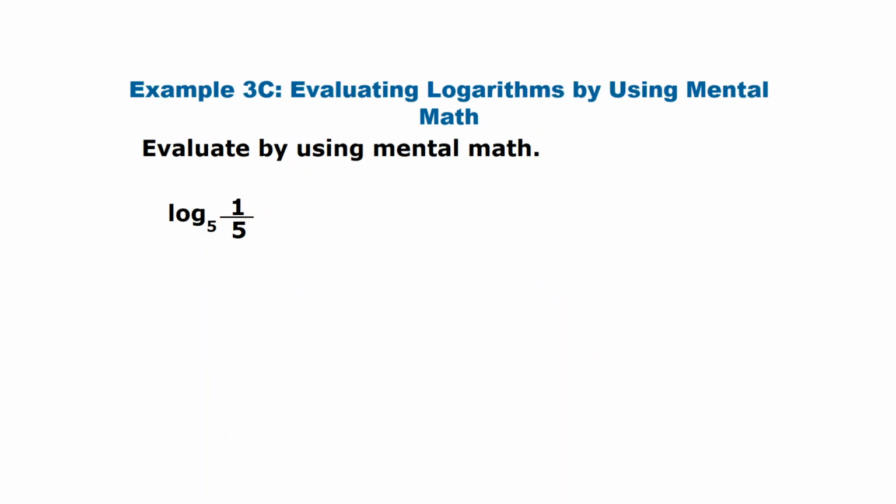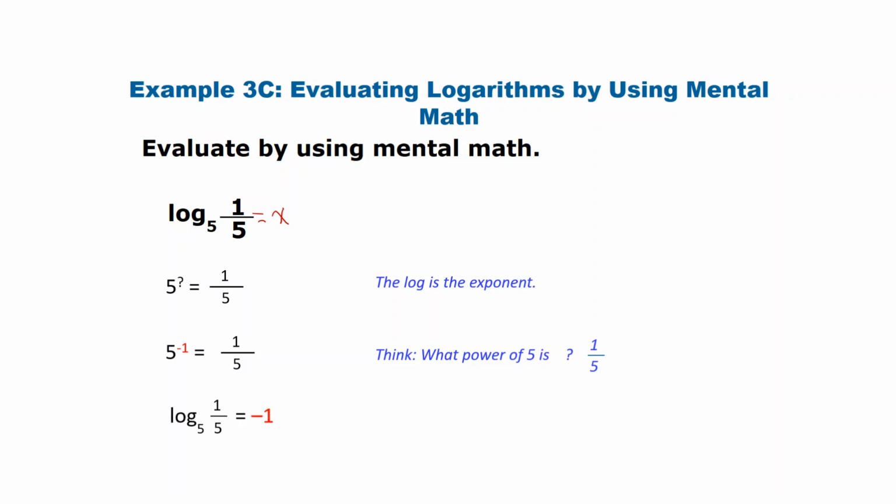Here's another one to try. Again, we're going to set it equal to x. 5 to the x power equals 1/5. So 5 to what power equals 1/5? Again, 1/5 is smaller than 1, so we can assume that it's going to be a negative. And so all we have to do is 5 to the negative 1 equals 1/5. And so we would write this log base 5 of 1/5 equals negative 1. Just want to point out one more time, remember, the log is equal to the exponent.